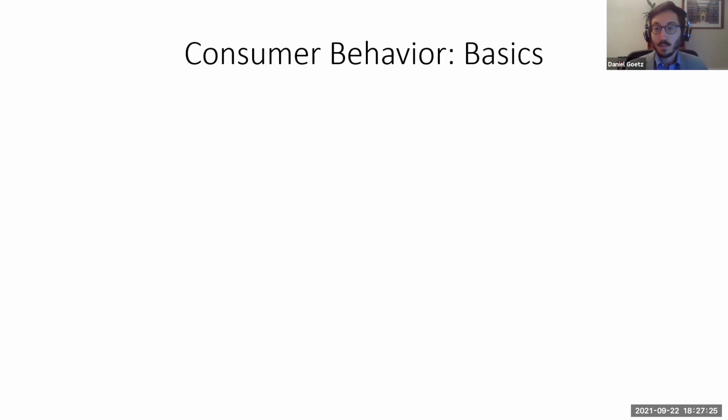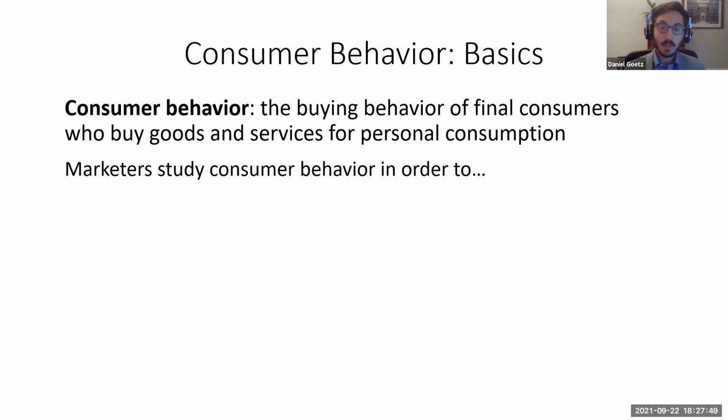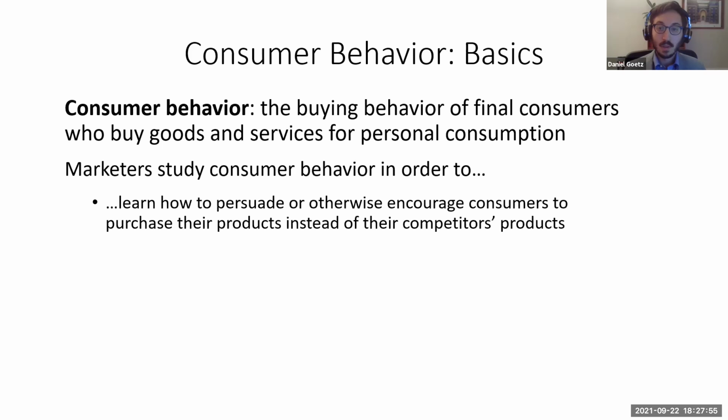Now, consumer behavior. For the rest of this lecture, we'll talk about a rational model of consumer behavior. We're thinking about the buying behavior of final consumers who buy goods and services for personal consumption. We'll talk a little bit about business, just very briefly. This is consumers. Why do we study it? Indeed, we study very little else as marketers. At the end of the day, you always want to know how consumers are going to respond to something you plan to introduce, unless you're marketing to businesses, in which case business behavior is what you care about.